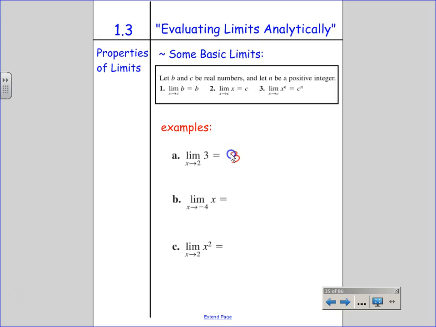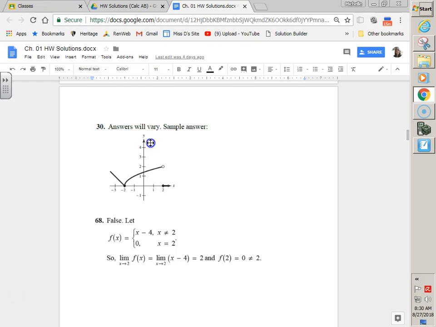But that technically also follows the property right here: the limit as x approaches any constant of another function that's a constant will always be that constant. Which is kind of like what we saw.